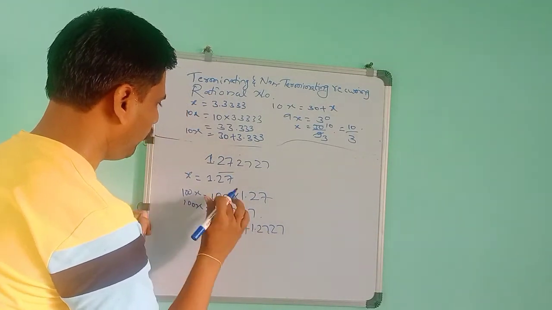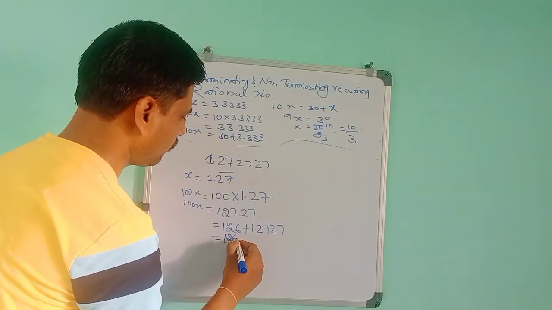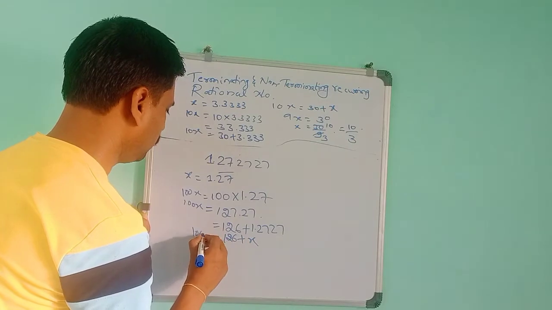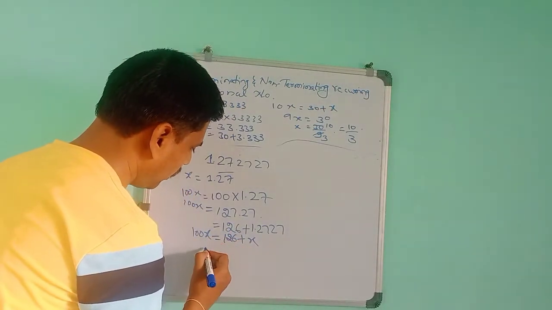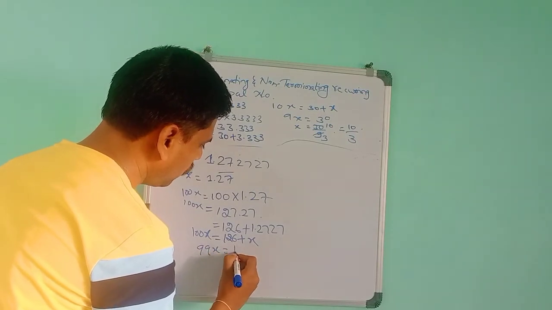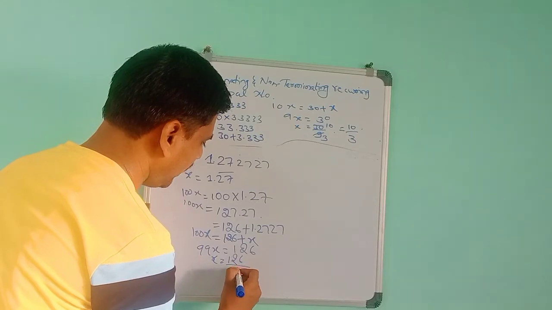Then this one value we have taken as x. So this is 126 plus x. This is 100x, this is 100x. So 99 comes here. So the answer will be 99x equal to 126. Then we have to cancel 126 by 9.